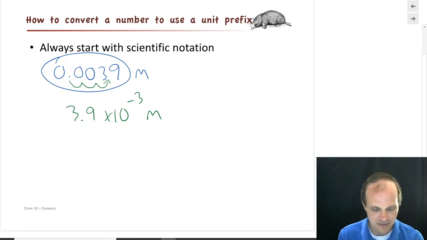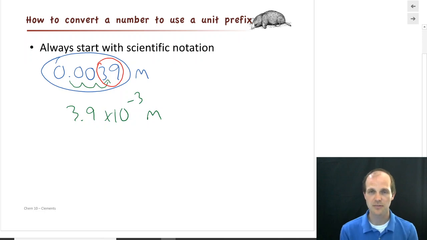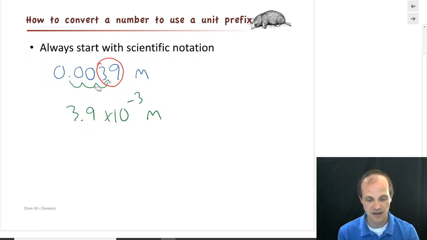And again, I think we said this before, but just as a reminder, when we are converting between numbers in decimal and scientific notation, we don't change the number of sig figs. We had 2 sig figs here, we have 2 sig figs here, and that's an important thing: when you're just converting between decimal and scientific notation, you cannot change the number of significant figures. It's very important. 3.9 times 10 to the minus third meters.